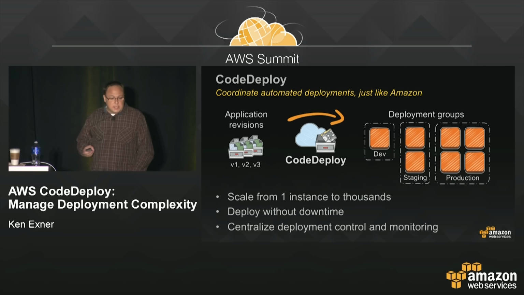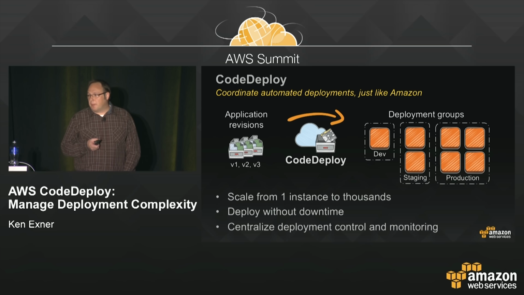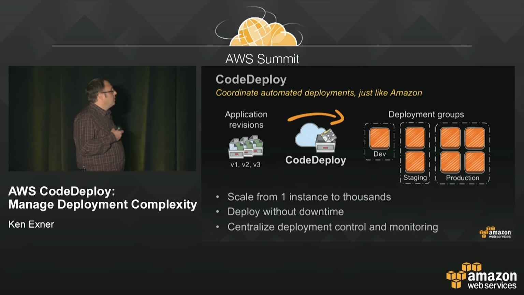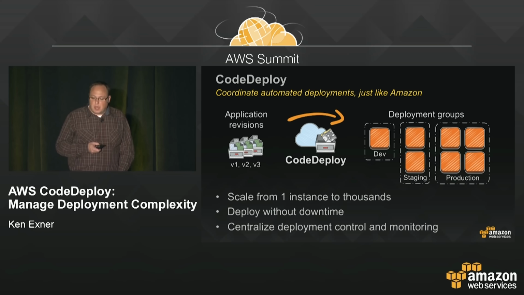So that is why we introduced AWS CodeDeploy. This is the deployment service that is based on Apollo, the internal deployment tool that we use at Amazon. It is available today. It's available generally. It was launched last November. And it allows you to automate your deployments just like Amazon does.